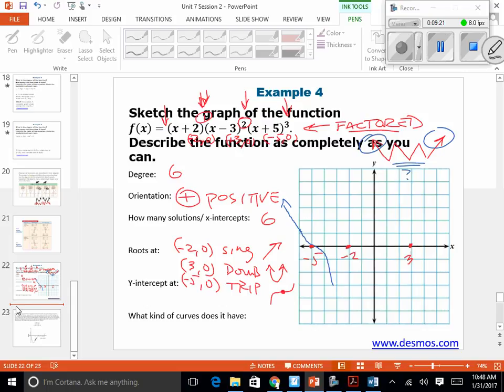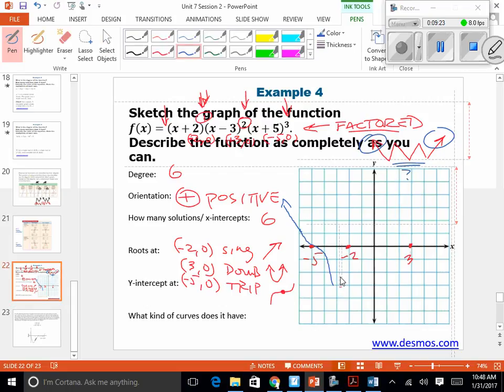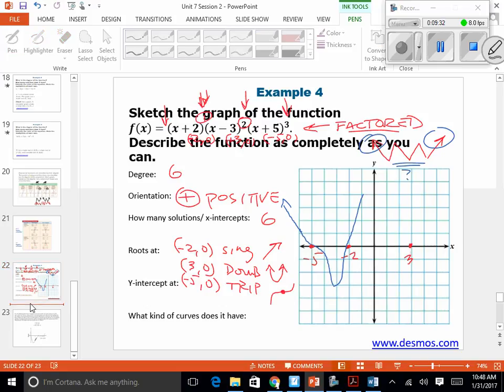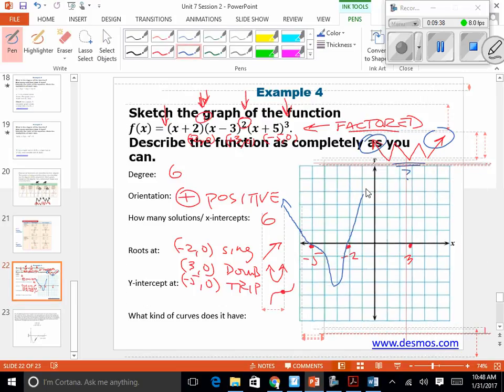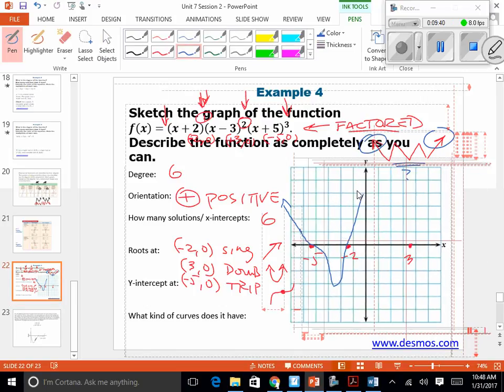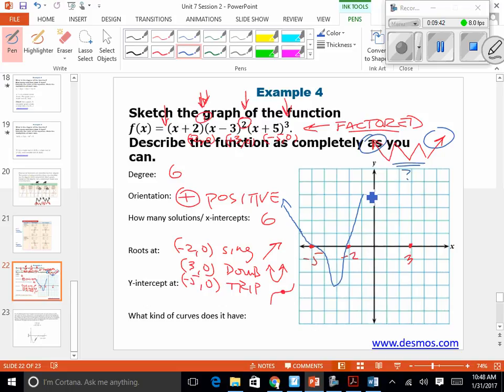Oh, no. And then I'm going to come back down for the 3. Where are you, 3? Oh, it is. All right, I just messed that up.